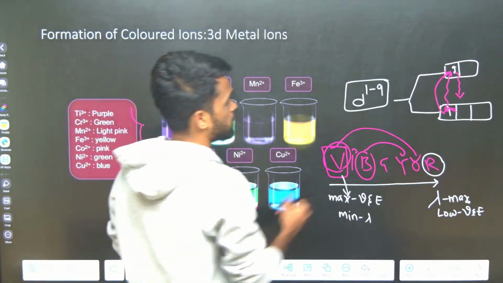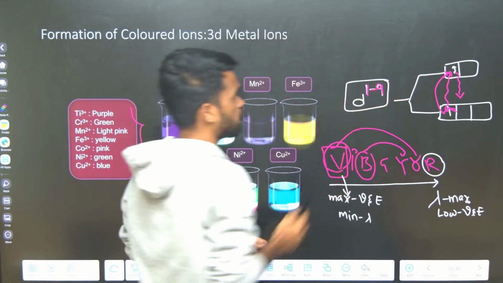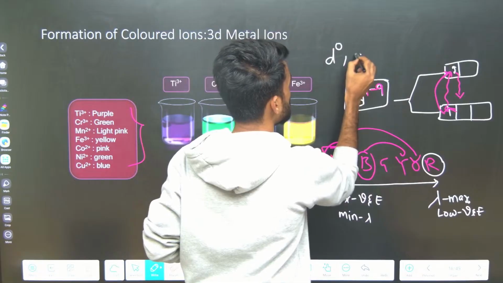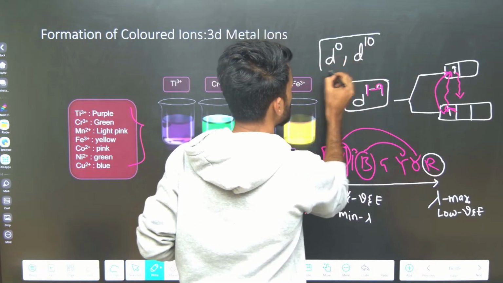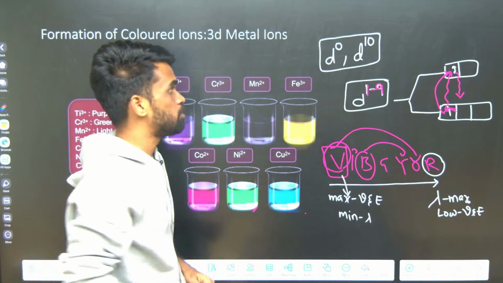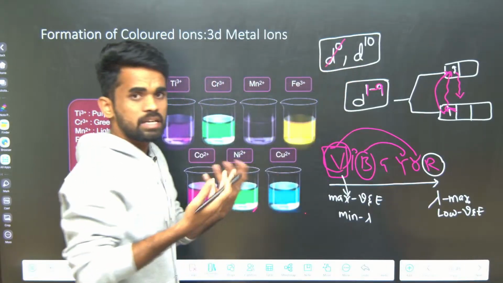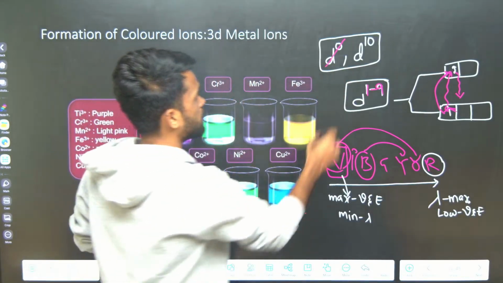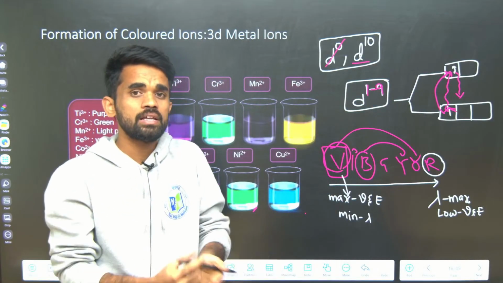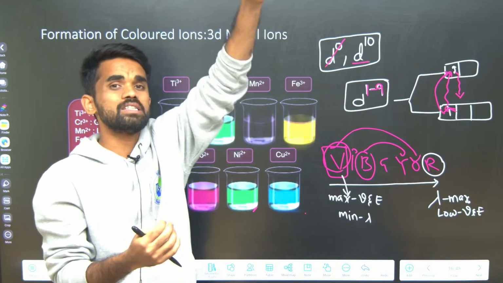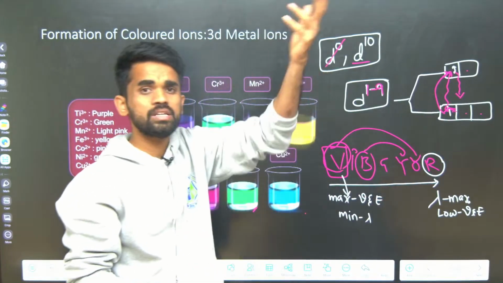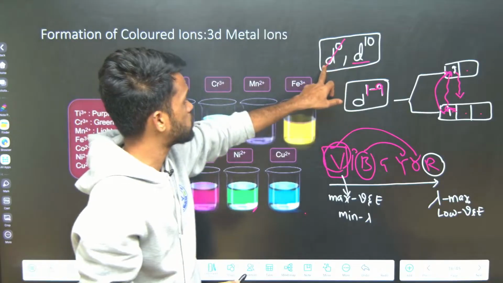But what I have mentioned here, 1 to 9, is perfect. Sometimes metals may be in the 0 oxidation state, sometimes in the d10 state. In these cases, d-d transition is not possible, because if there is no d electron, there is no d-d transition. And d10 means all the d orbitals are completely filled, so there is no possibility for electron excitation. There is no d-d electronic transition in both cases.